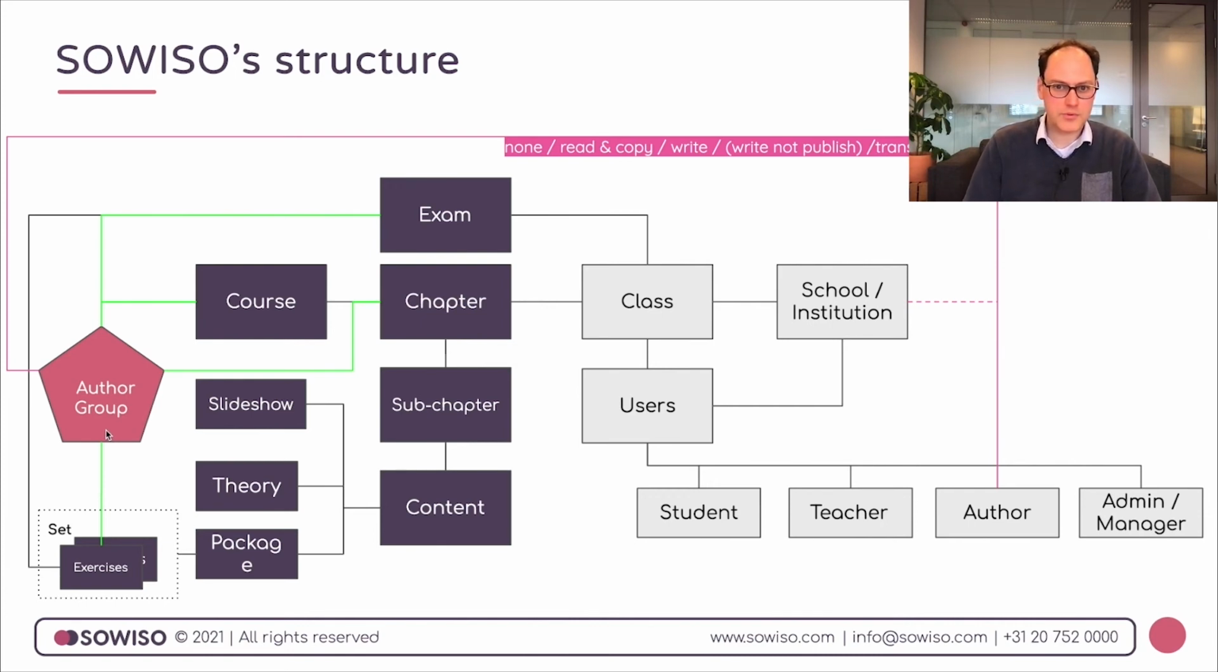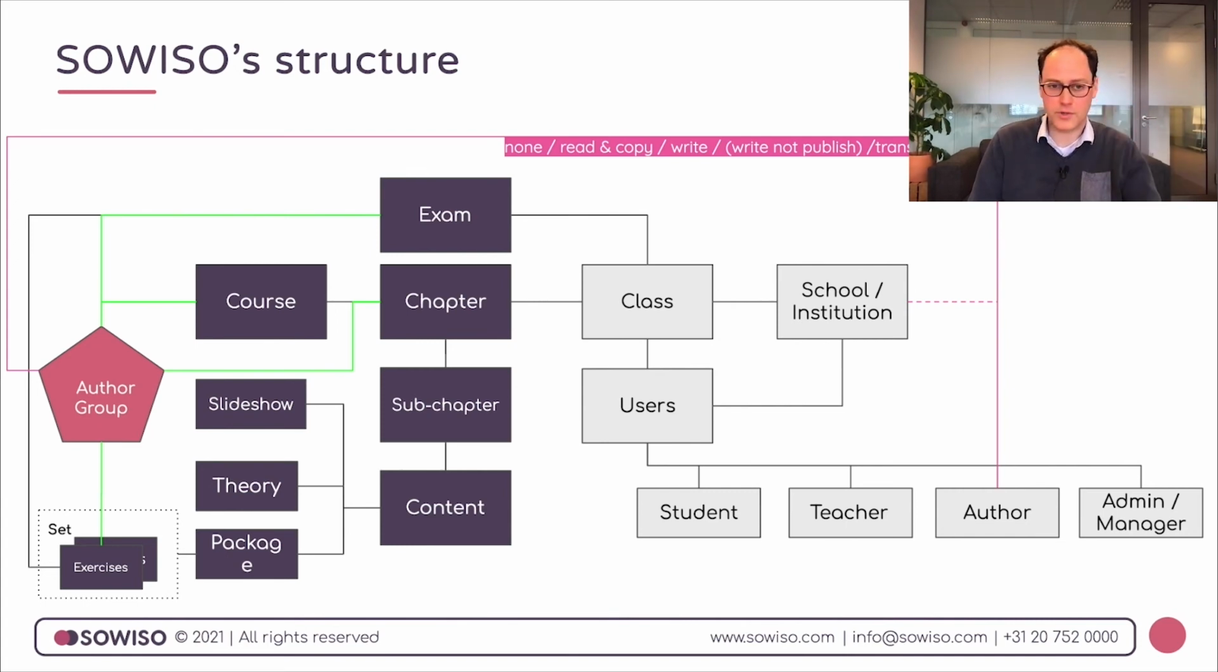Our Sowiso pre-made material is all part of authoring groups that are linked one-to-one to a product. If you get a license on one of those courses, you will get read and copy authoring permission on that content, which allows you to copy over the content to your own authoring group, and then you can change everything within that content what you like.